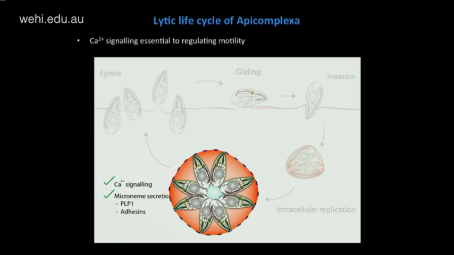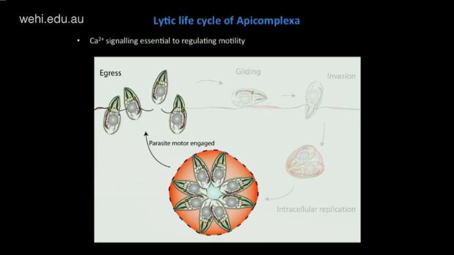After some kind of extracellular stimulus is received, the parasites upregulate calcium signalling, releasing calcium from intracellular stores. And this leads to secretion of the microneme organelles, those apical organelles. This includes secretion of proteins like a perforin-like protein, and this perforin will permeabilize the parasitophorous vacuole, as well as a number of adhesins.